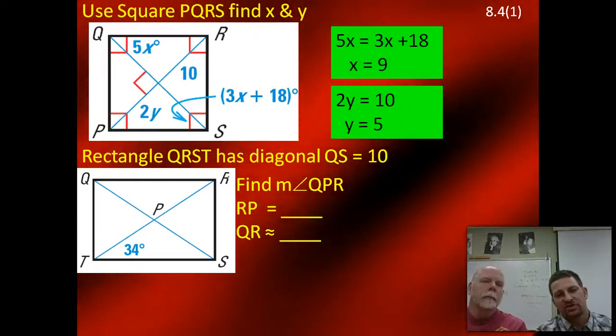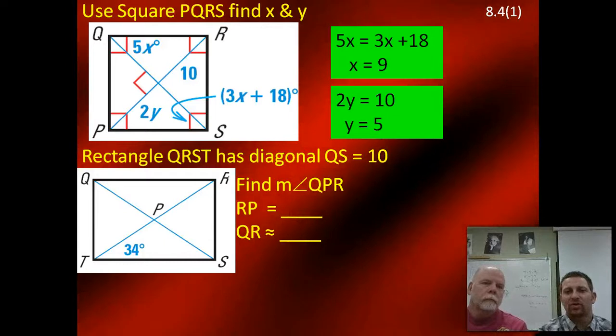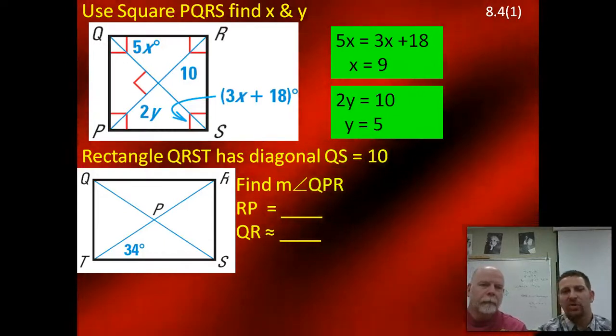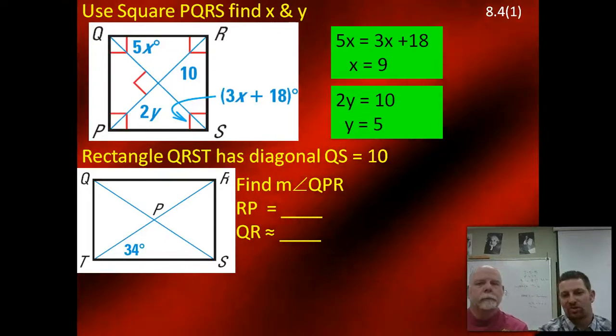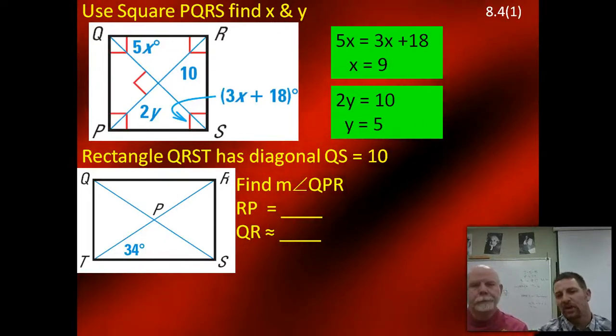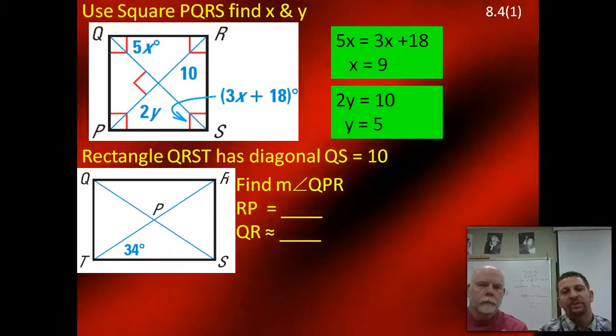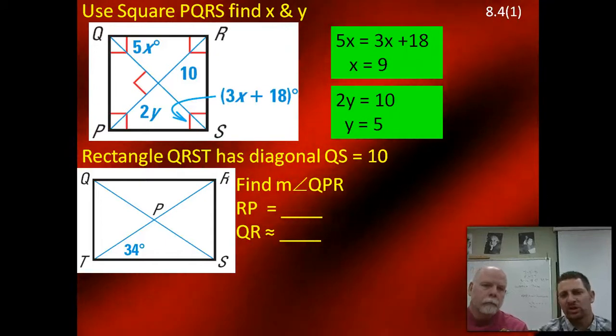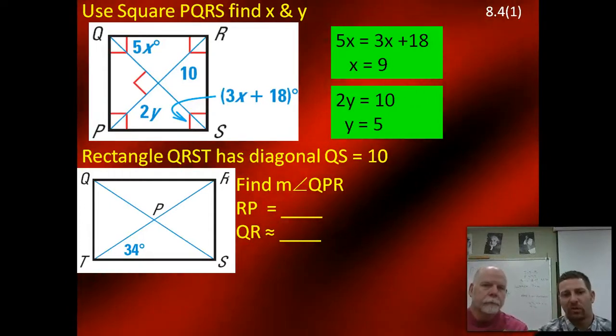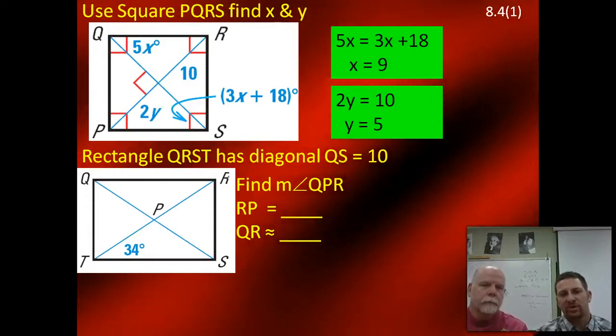Okay, so in the second question, guys, we have rectangle QRST has a diagonal QS, which equals 10. They want us to find the measurement of QPR, find RP, and who QR is congruent to. A couple things you need to pull out of this: QS is the same as RT because they're diagonals in a rectangle. Let's focus on finding the measurement of QPR.